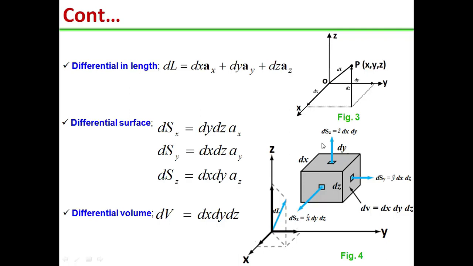The volume of this cuboid in the Cartesian coordinate system can be calculated by multiplication of dx, dy and dz. That means the differential length of x, differential length of y and differential length of z. That can also be known as the length, width and height of the cuboid.